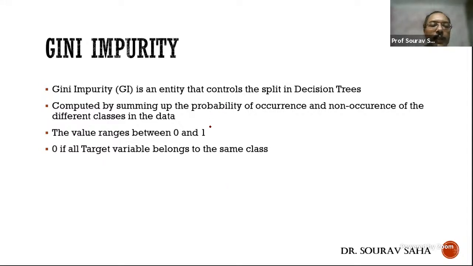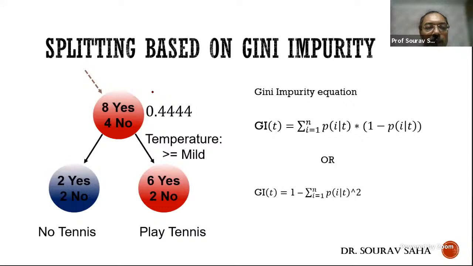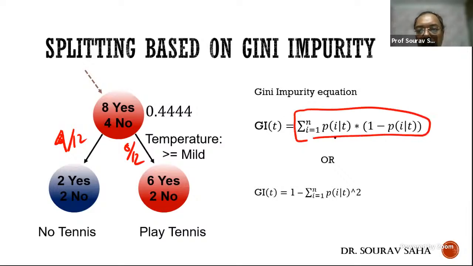Gini impurity is simply computed by summing up the probability of occurrence and non-occurrence of the different classes in the data. Let me show you the example with Gini impurity. Same data, right? 8 yes, 4 no, 2 yes, 2 no, and 6 yes, 2 no. So 4 by 12 of the data coming here, 8 by 12 of the data coming out here. If I consider the Gini impurity at the root node, this is how it will be calculated.